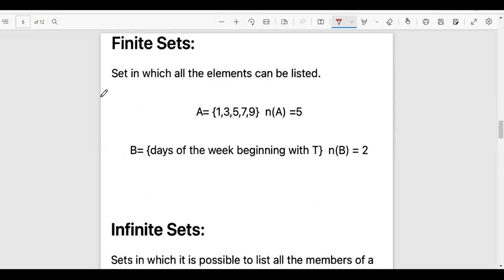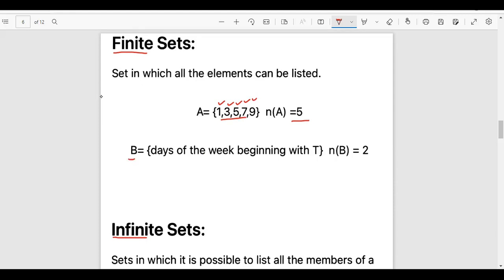Now we have two types of sets. We can have a finite set and we can have infinite sets. A finite set would have finite elements in it. When we say finite, it means countable, something that we can count. And infinite means a very, very big number which we cannot count. For example, 1, 2, 3, 4, 5. A has 5 elements. It is a finite set.